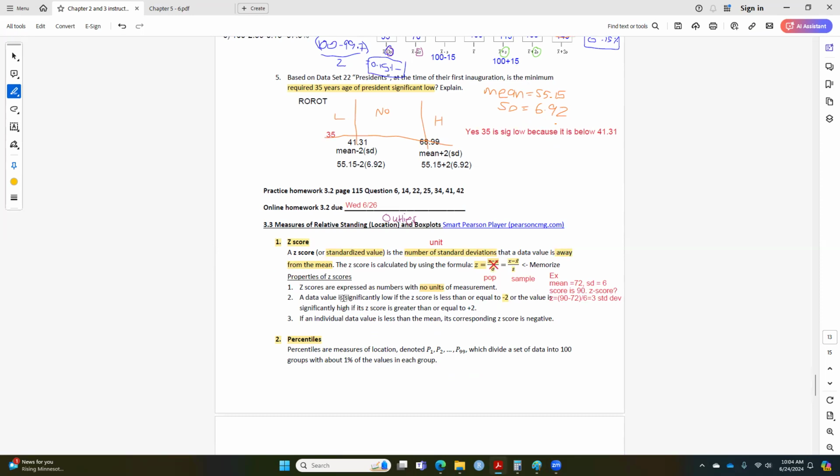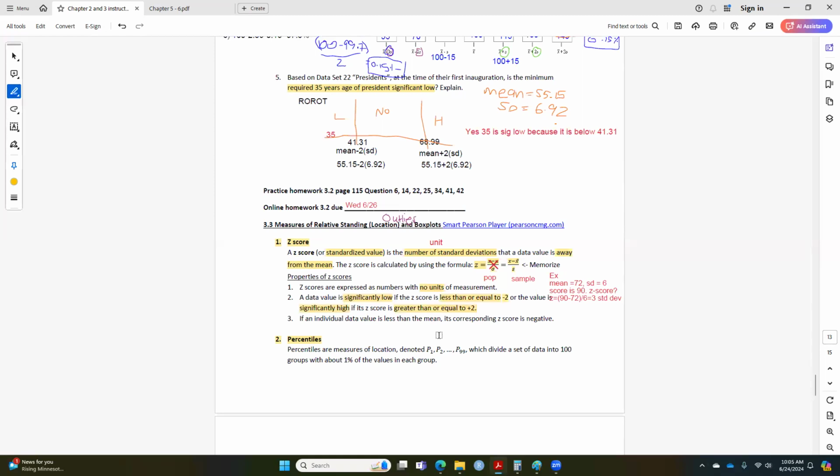Now, the next property of the z-score is when the data value is significantly low or high. You can also use the z-score for the outlier case. Again, the word significantly means outliers. If your z-score is less than or equal to -2, then it's considered significantly low. If your z-score is greater than +2, then we call this significantly high.